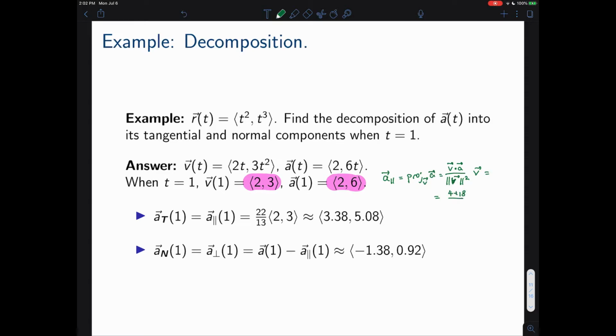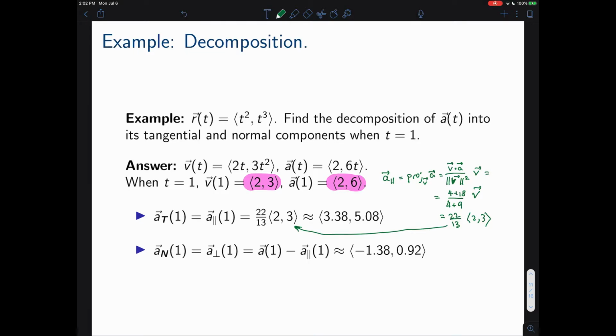Two times 2 is 4, and 3 times 6 is 18, right? And then we'll divide by the length of V. So when we square the components of V and add them together, I have 4 plus 9. I would have square rooted, but we're doing the magnitude squared, so that gets rid of the square root. So we end up with 22 over 13 times vector V, and vector V is 2, 3. So that's what's written here. So that's the tangential component, and in decimals it's about 3.38, 5.08.